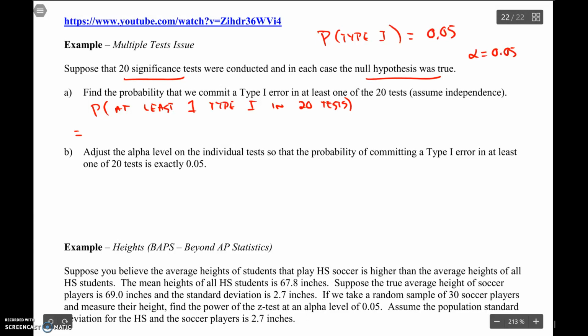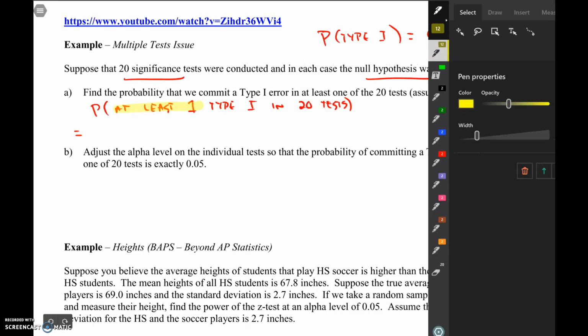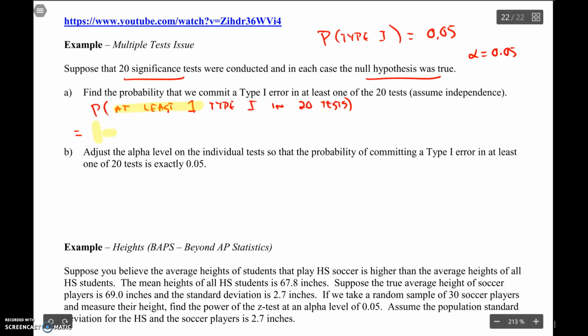If you remember from your probability, at least one leads you to the rule of complements. So this is going to be 1 minus a probability. What's the complement of getting at least one error? Well, at least one error would be 1 error, 2 errors, 3 errors, 4 errors, all the way up to 20 errors. The complement would be no errors. So that's 1 minus the probability that in the first test you don't get a type 1 error, which is the complement of 5%.